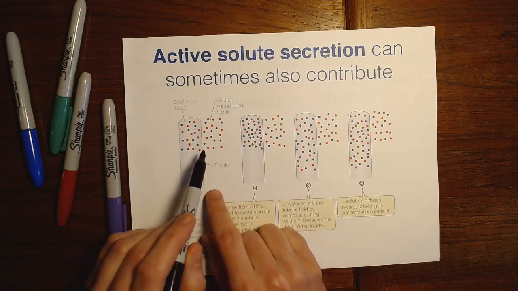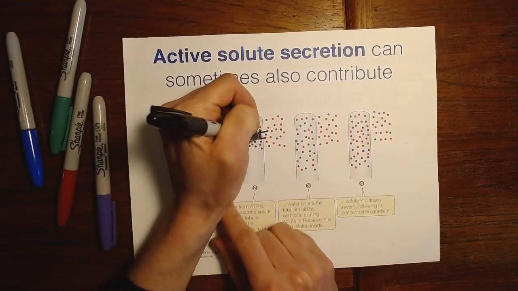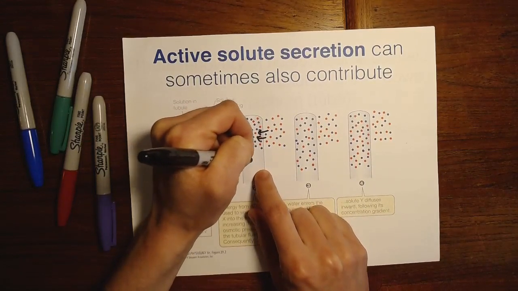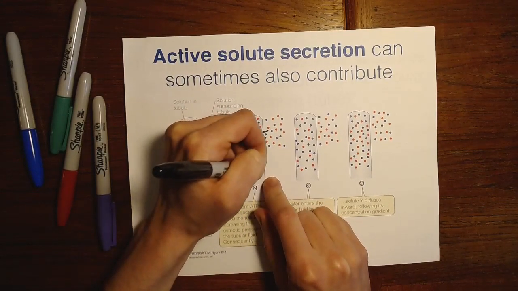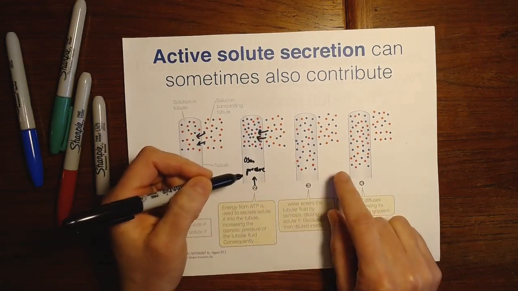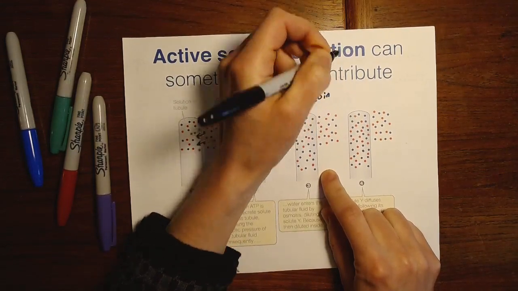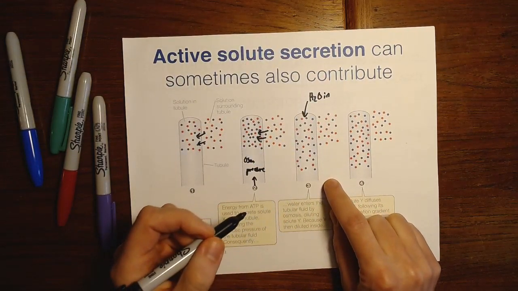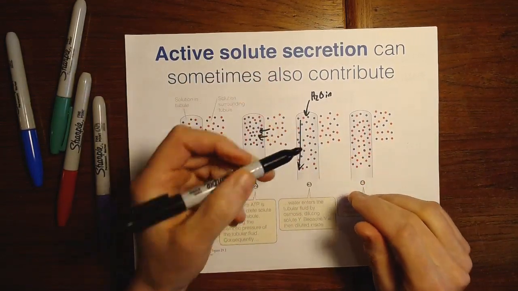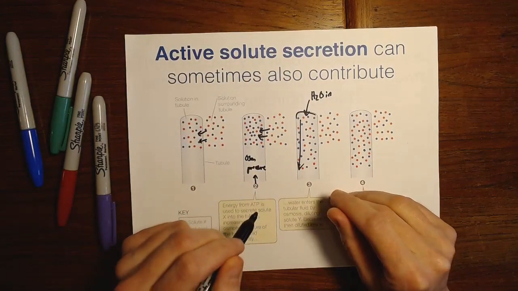So if the cells that line this tubule use active transport to transport in the blue molecule, then suddenly the osmotic pressure inside of the tube is going to go up. And that's going to facilitate the movement of water into the tubule. And that's actually going to push the fluid down the length of the tubules. This is a blind tubule here.